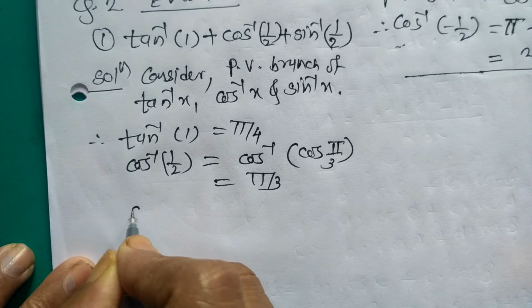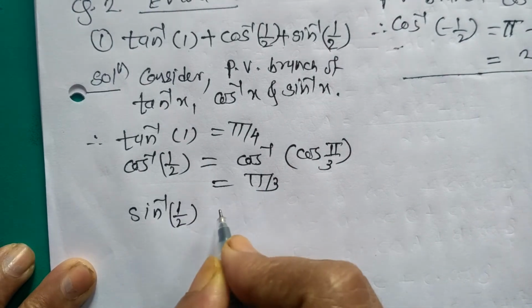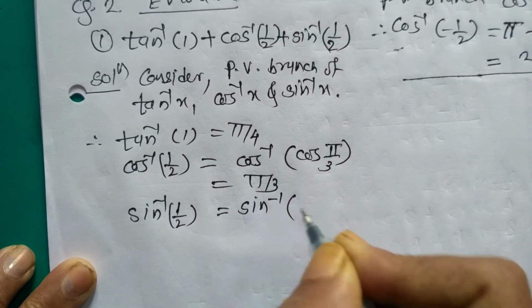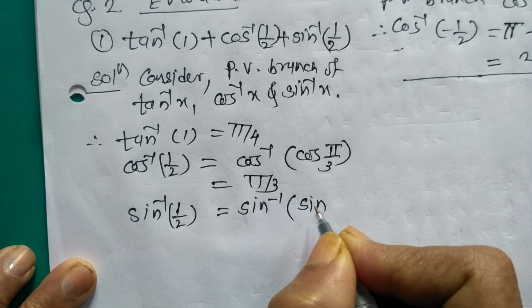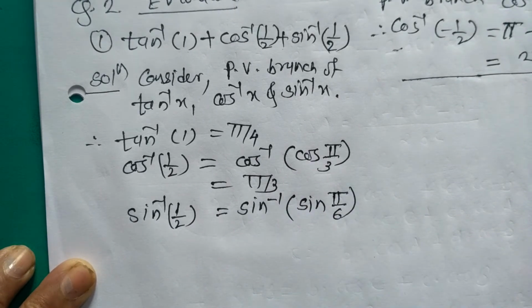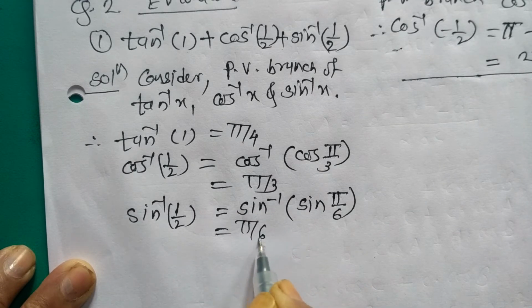Again, the next value is sine inverse of half. You may replace this half by the sine ratio of the angle of measure 30 degrees, which means we can write pi by 6. Again, the range for the sine function lies between minus pi by 2 and pi by 2, so here we take the value pi by 6.